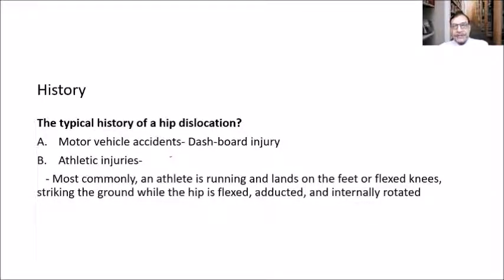There is sudden deceleration, or the car has stopped from high speed, and the passenger or the driver has hit the dashboard with the knee bent. In athletic injuries, usually an athlete is running and lands on the flexed knee, striking the ground while the hip is flexed, adducted and internally rotated.